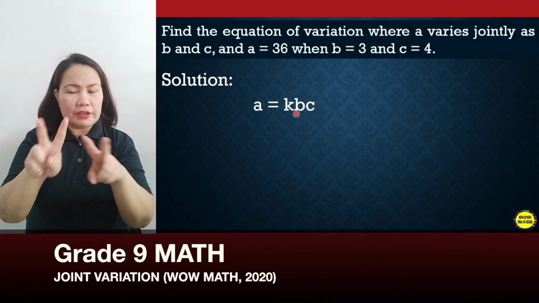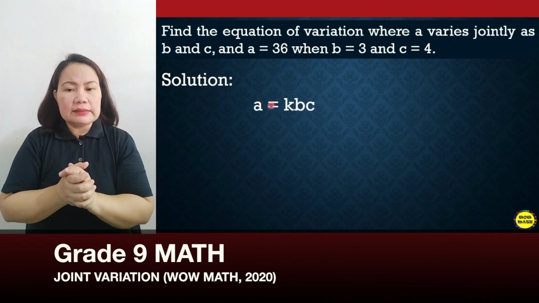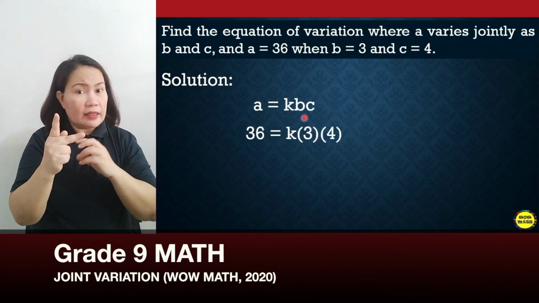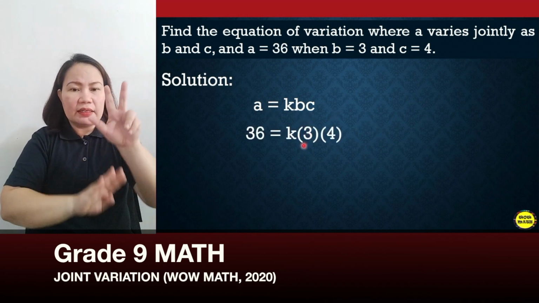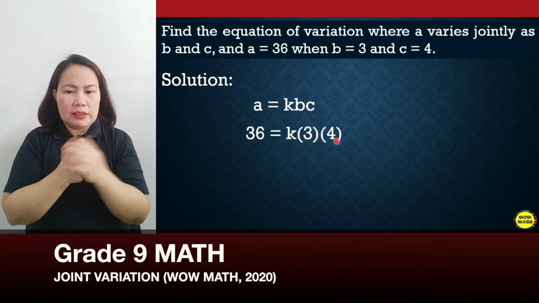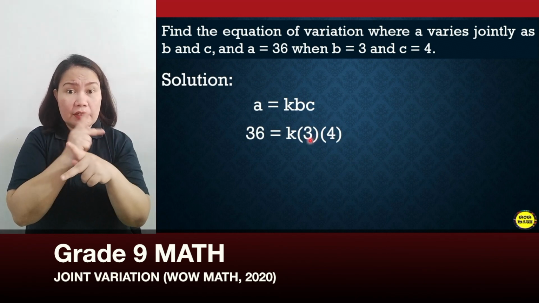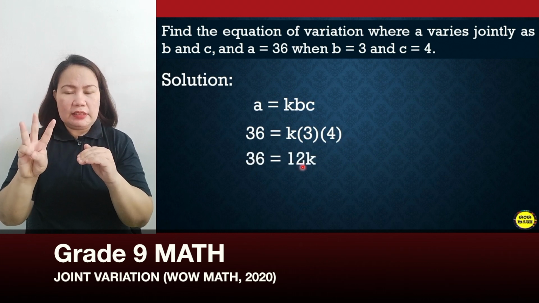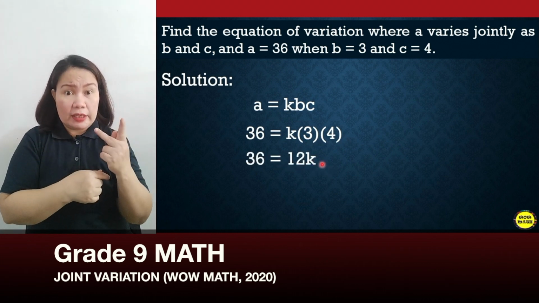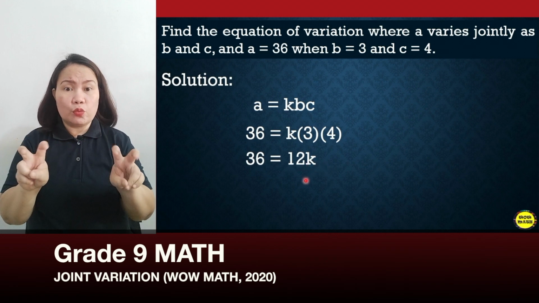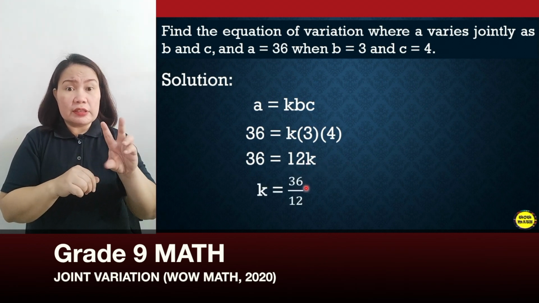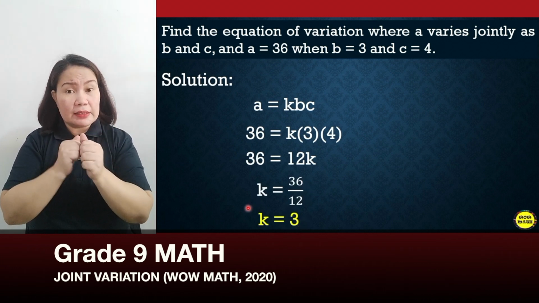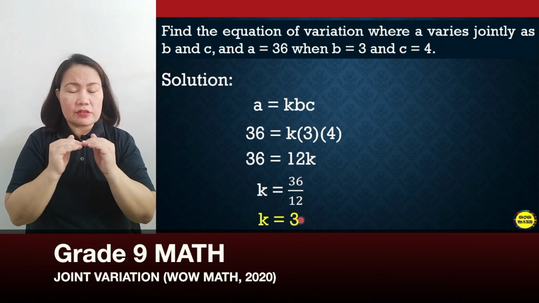So, in order to find the constant of variation, we substitute the values of A, B, and C. A is 36, B is 3, and C equals 4. And then simplify. 3 times 4, that is 12. So 36 equals 12K. So to solve for K, divide both sides by 12. So that is 36 divided by 12. The constant of variation is 3. So ibig sabihin, yung constant of variation natin dito ay 3.